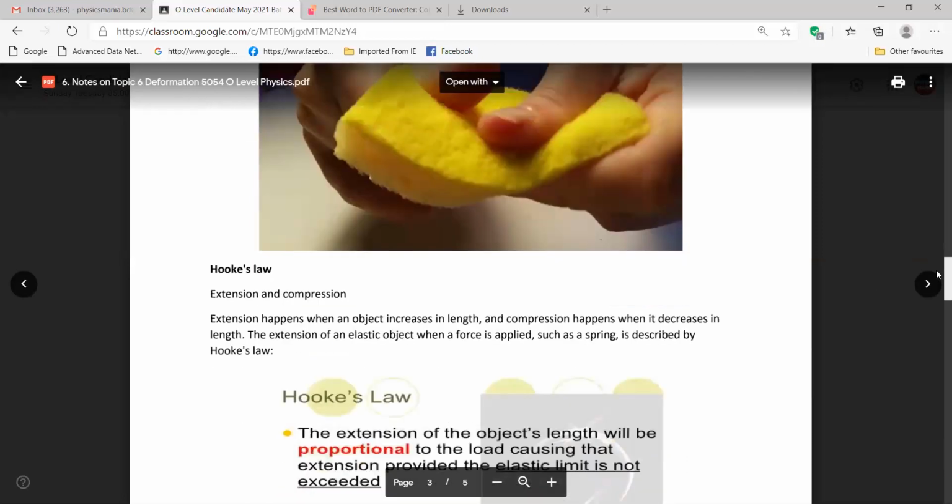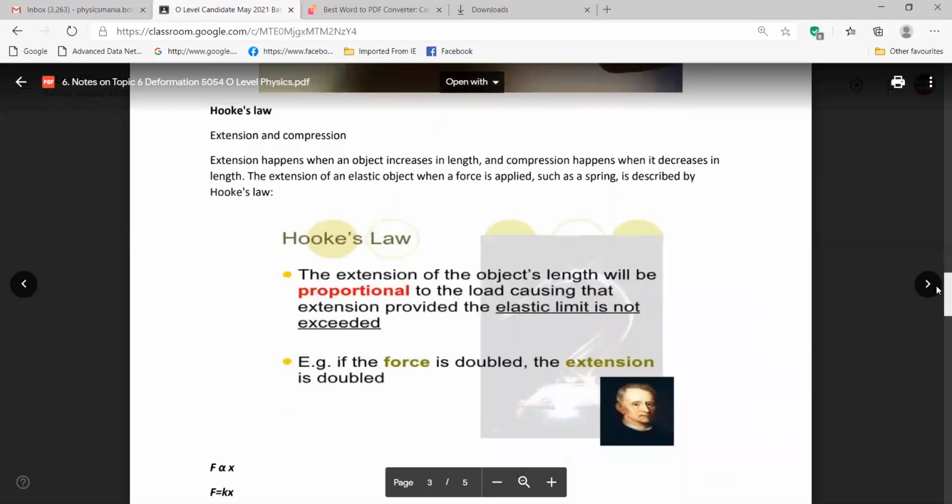And now we are having Hooke's law. What is Hooke's law? If we are increasing the length by giving some weight, then it follows one rule: the extension of the spring, or extension of any object, is directly proportional to the load. If you are giving too much load, then it's not following that rule.